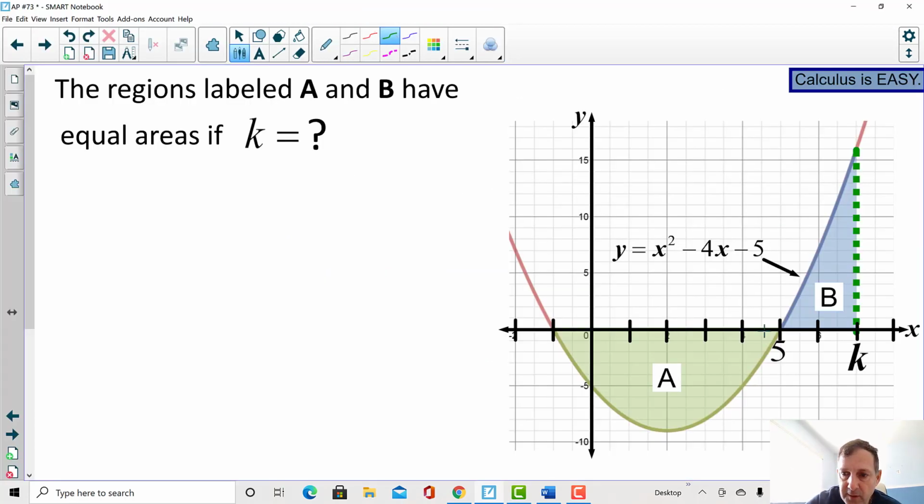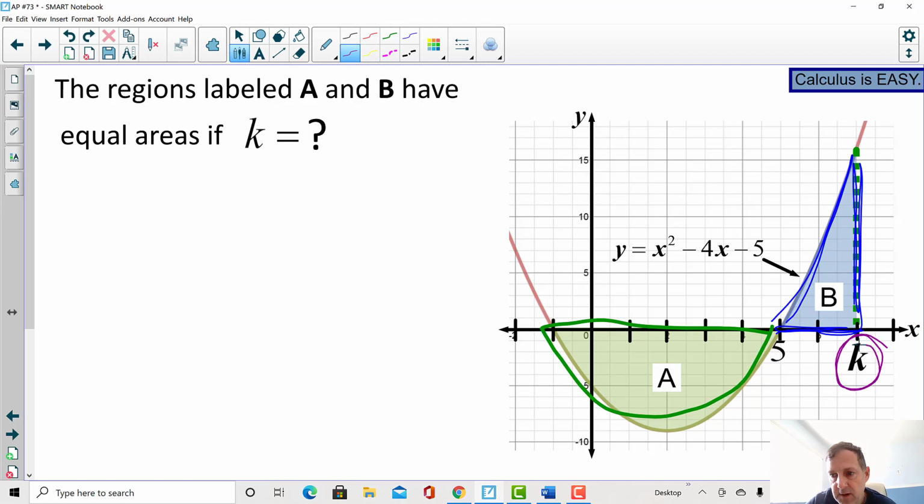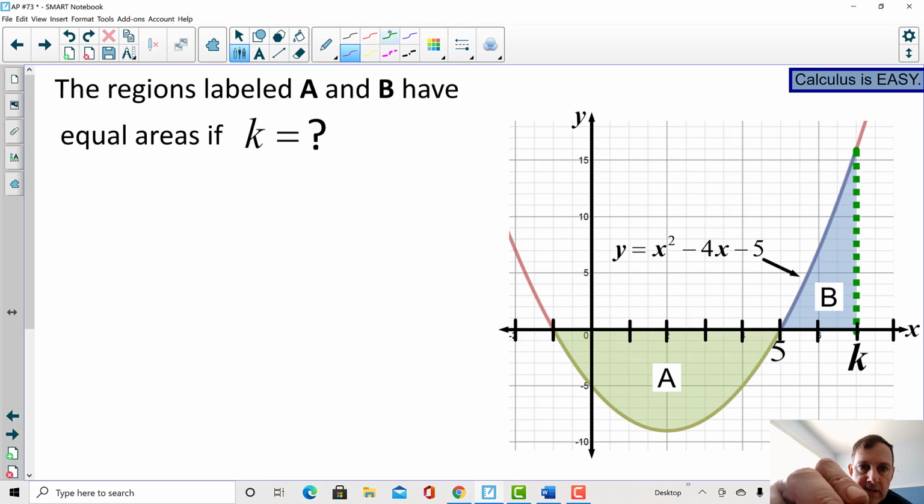For our last example, we want the area of region A to equal the area of region B. So we're allowed to adjust the k value. It's kind of like an x value. We can adjust it left and right as much as we want so that we can make the area of region A equal the area of region B. Now the area of region A is not changing. Let's go ahead and write the integral for that one.